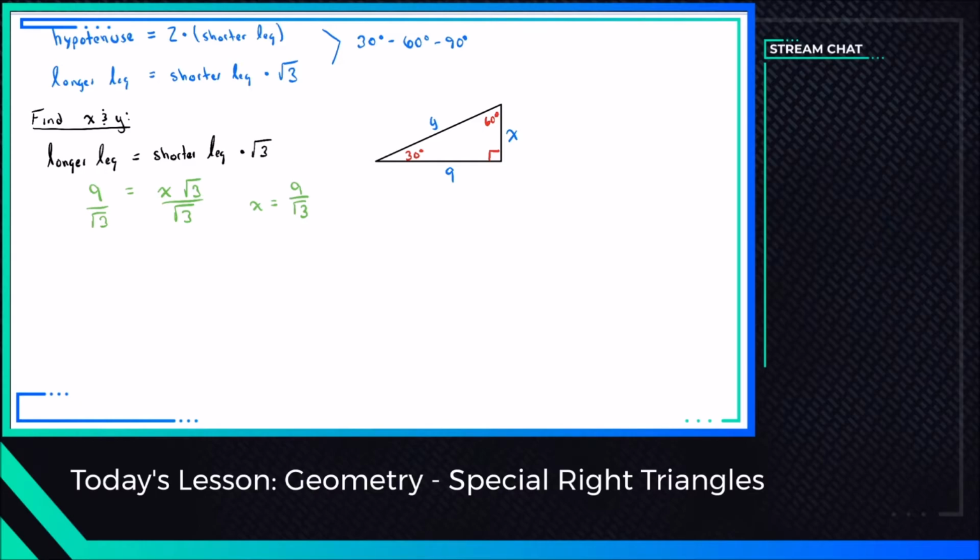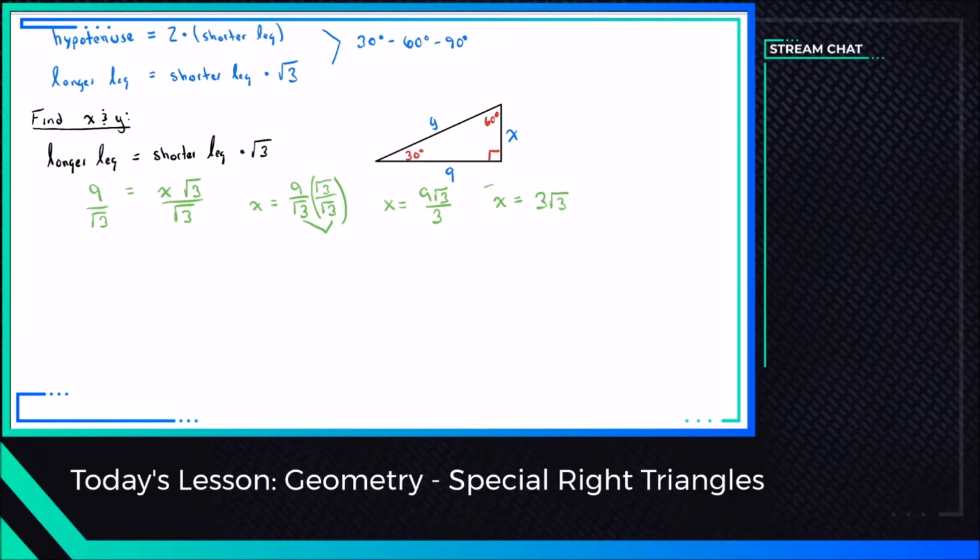So to do that, we're going to multiply the top and the bottom of this by the square root of 3, because the square root of 3 over the square root of 3 is like multiplying by the number 1. And so when we do that, this square root of 3 times this square root of 3 is just going to be equal to 3. So x is equal to 9 multiplied by root 3 divided by 3, or in other words, x is equal to 3 root 3.